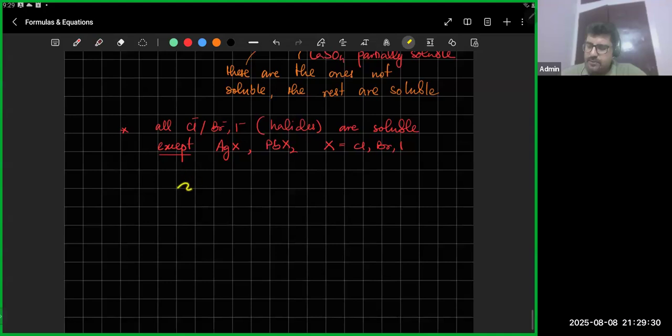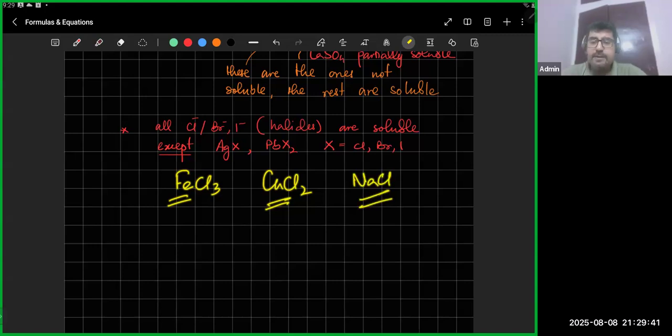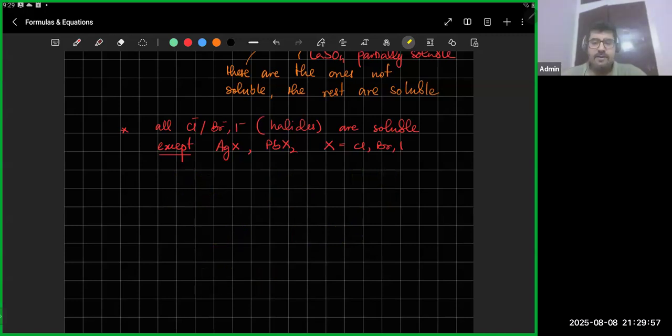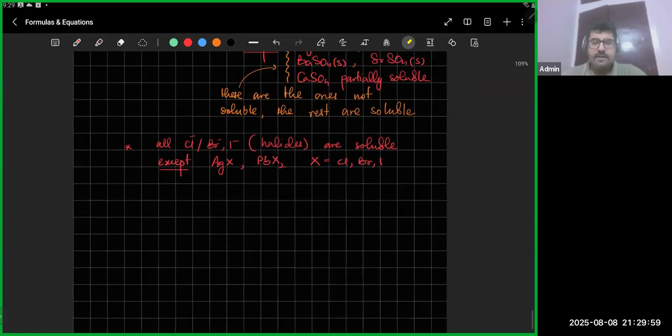So FeCl3 iron chloride, that is soluble. Copper chloride, that is soluble. So all chlorides, NaCl, that is soluble. So all of them are soluble, except if you have AgCl, that is not soluble. You've got PbCl2, that is not soluble. You've got PbBr2, that is also not soluble. Okay, the rest, all of them are soluble. Okay, is this clear?